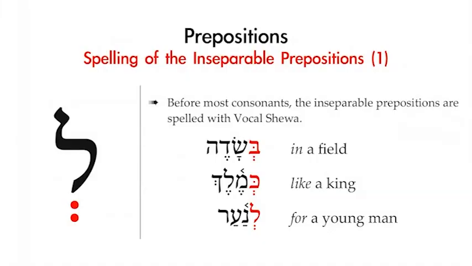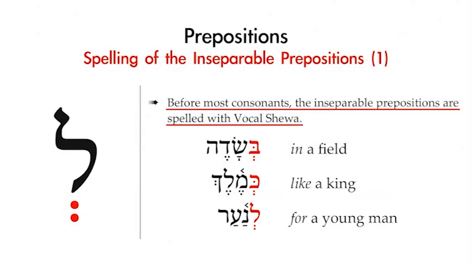That's what they're going to look like in most instances. However, the inseparable prepositions are going to have a variation in their spelling because of the words to which they're prefixed, much like the conjunction vav. So let's look at the spelling of inseparable prepositions. In the first instance, we want to simply observe that before most consonants, the inseparable prepositions are spelled with vocal schwa, just like the conjunction vav.